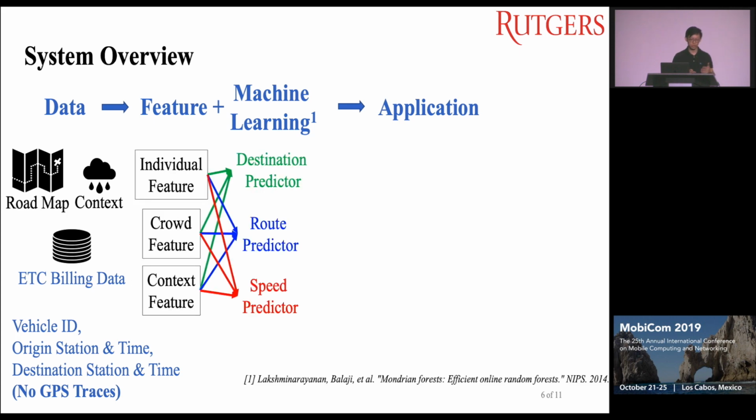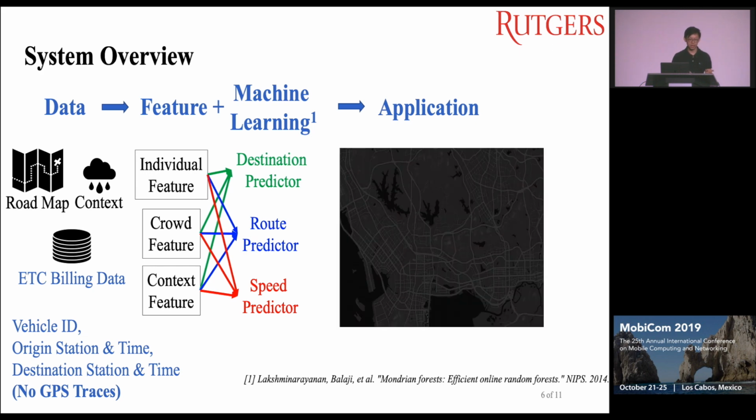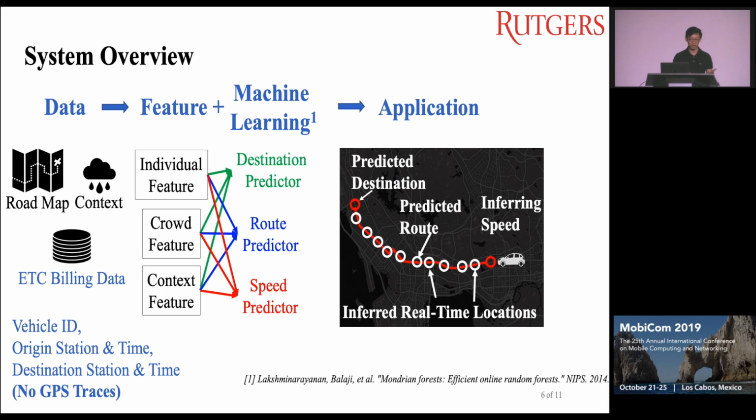Given this data, we extract different features from 3 perspectives, which lead to our 3 different predictors to address the 3 uncertainties. Then, in real time, when a vehicle gets into the expressway, we first predict its destination and also its driving route. And then in real time, we infer its driving speed, which finally gives us the inferred real-time locations.